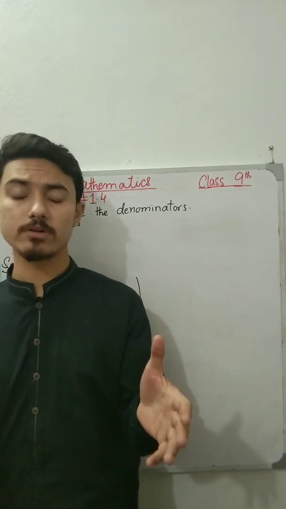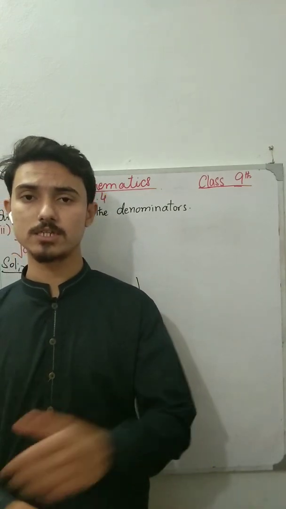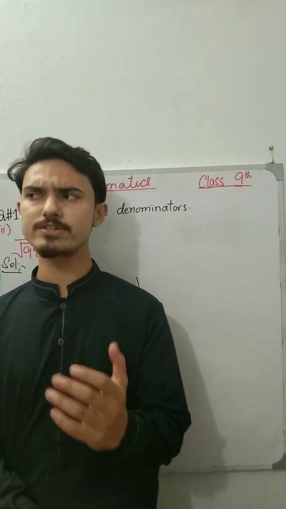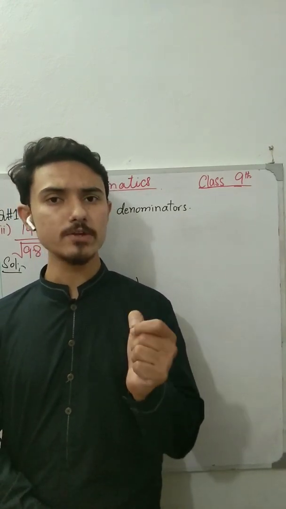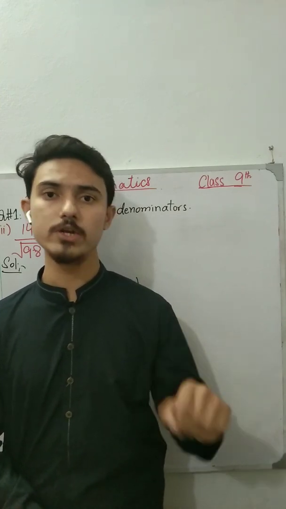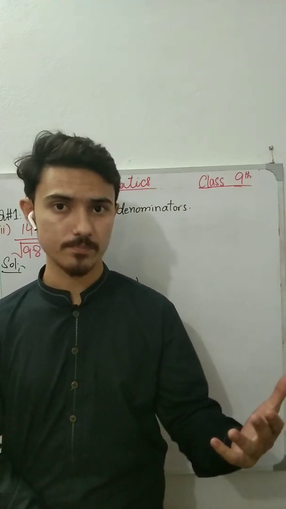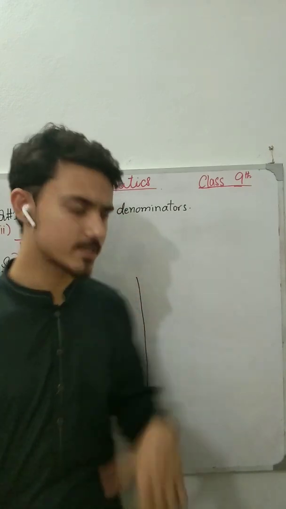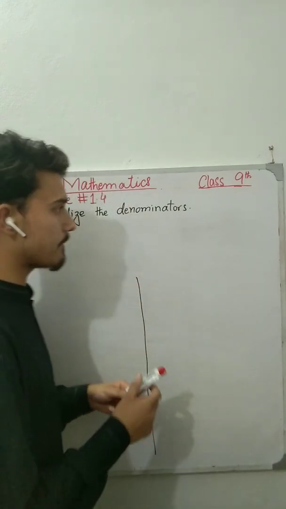So in this chapter, in this exercise, we are going to discuss the topic of rationalization. What is rationalization actually? Whenever you get a radical sign or a square root sign as a denominator, we need to rationalize it to remove it. How is that possible? Let's do it. I'm going to give you a general example.